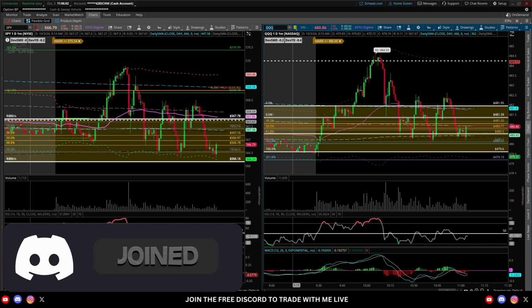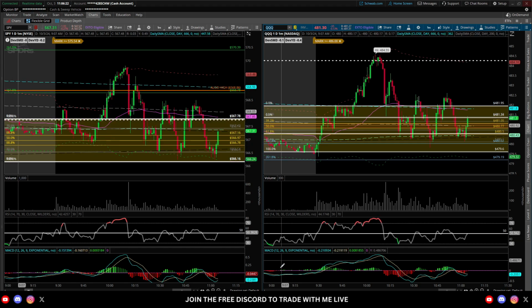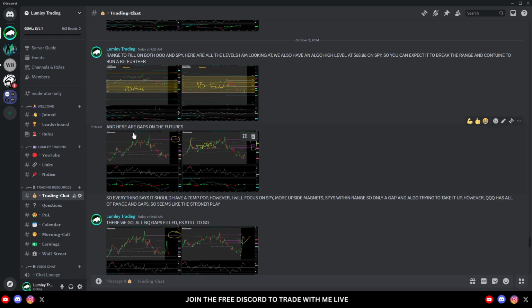Now, that part of the range is filled already, so again, we don't have to deal with that bit, but we now expect this part to still fill. And what you'll see is we get a move away. We expect a move to the algo high level, and this is our area to get short down into that area there. And again, we posted all of this over in the Discord.